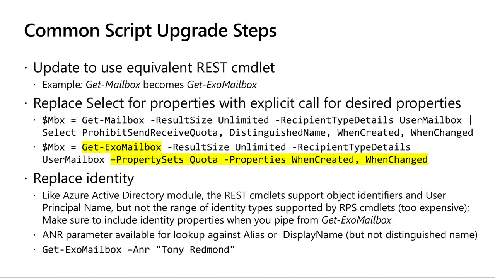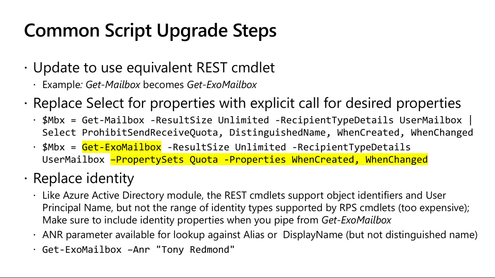Here are some of the common script update steps that I've met. The first thing, of course, is you're going to change the commandlet name. Well, if you got to this point in the presentation and you haven't recognized that, I'm sorry, we have a problem. So we'll take that as read, right? The next thing is that you're probably going to replace a Select-Object commandlet that you have in the script, which is used to get a set of properties. For example, you might say Get-Mailbox and pipe that to select the user principal name, the display name, the quotas.